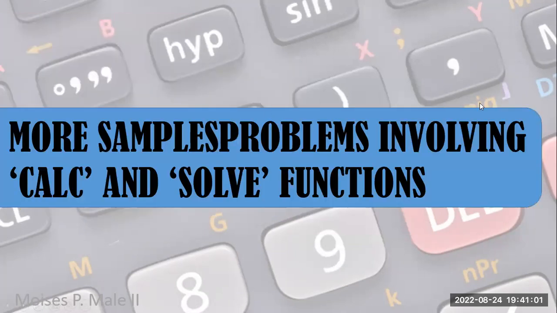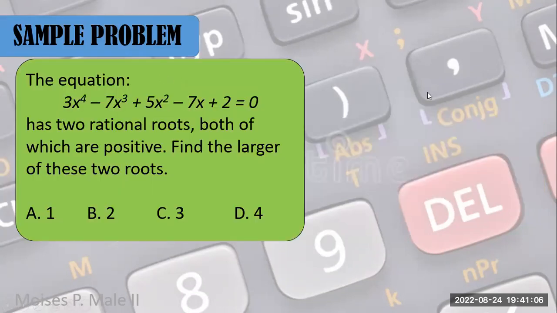Okay, more sample problems involving the calc and solve functions. For example, this one: the equation 3x to the 4 minus 7x cubed plus 5x squared minus 7x plus 2 equals 0 has two rational roots, both of which are positive. Find the larger of these roots. When it says find the larger, try all the choices. If two of them satisfy it, take the larger value.